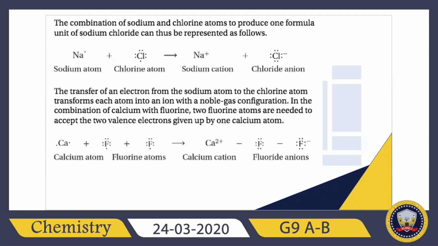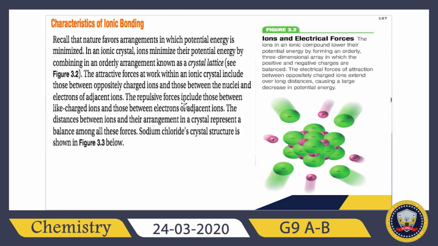So let's continue now. The characteristics of ionic bonding. Now recall that nature favors arrangements in which potential energy is minimized. So that's why these bonds happen, because now they want to become stable. The elements, they want to become stable. What's the meaning of stable? Their energy becomes less. It means nature favors reactions that will decrease the energy, then they become more stable.